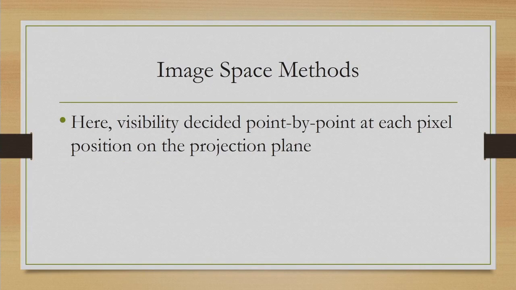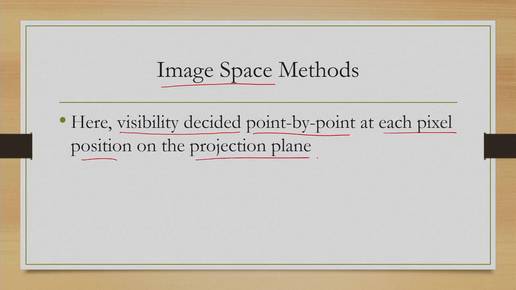In case of image space method, what happens? So, as the name suggests, the detection and rendering takes place at the level of image, that means after projection. So, here visibility is decided point by point at each pixel position on the projection plane. So, here we are no longer dealing in the 3D space, we are dealing in 2D projection plane at the level of pixels.